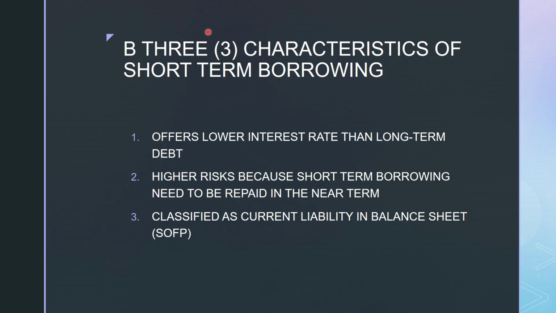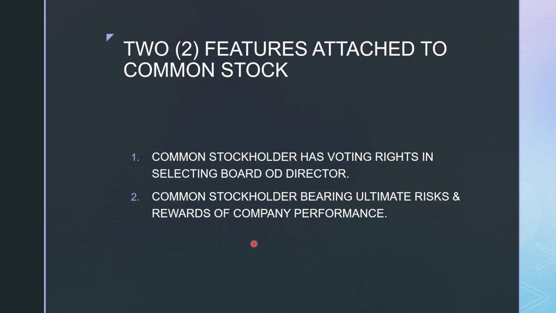And for B, three characteristics of short-term borrowing are: number 1, it offers a lower interest rate than long-term debt. Number 2, higher risk because short-term borrowing needs to be repaid in the near term. And number 3, it is classified as a current liability in the balance sheet or statement of financial position. And for the last question, two features attached to common stock. Number 1, common stockholders have voting rights in selecting the board of directors. And number 2, common stockholders bear the ultimate risk and reward of company performance. So that's all for question 1.